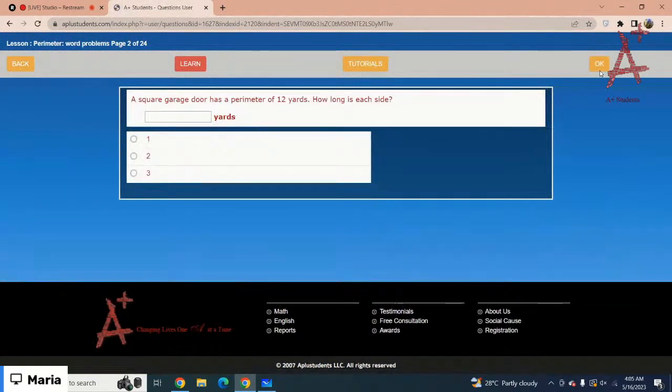Okay, a square garage has a perimeter of 12 yards. How long is each side? So it would be 12 yards. Again, it would be the same. A square has all four sides equal in length. You can ask questions if you have any. I can see your messages.